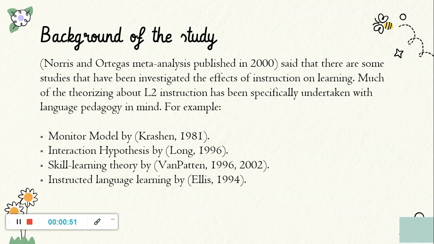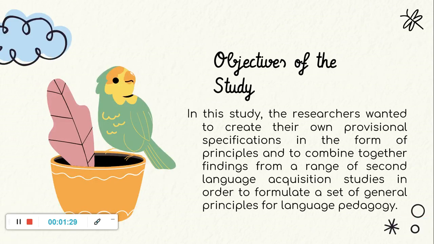Much of the theorizing about L2 instruction has been specifically undertaken with language pedagogy in mind. For example, the monitor model by Krashen 1981, the interface hypothesis by Long 1996, skill learning theory by VanPatten 1996, and instructed language learning by Ellis 1994 all address the role of instruction in L2. Okay, let's go to the next slide.